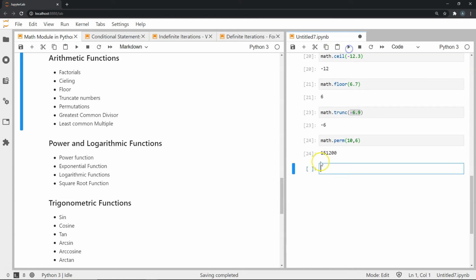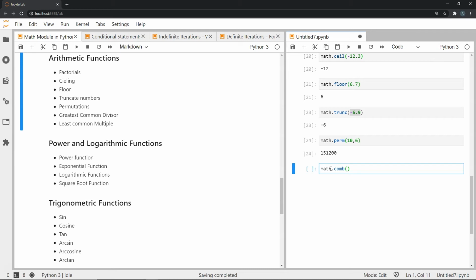So let's look at what the value is. As you can see, it's this very large value, 151,200. Similarly, there is a combination function, and combinations and permutations are used a lot in probability. So if you're going to move into that sphere, which you will encounter a lot in machine learning and AI, you will be using these functions quite a bit.